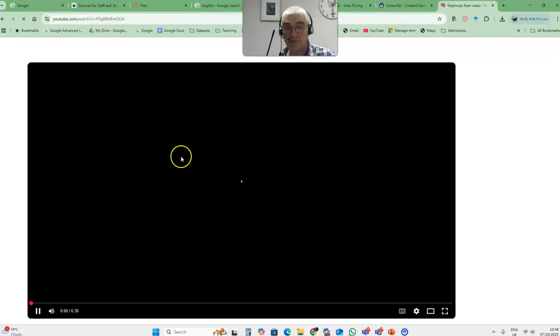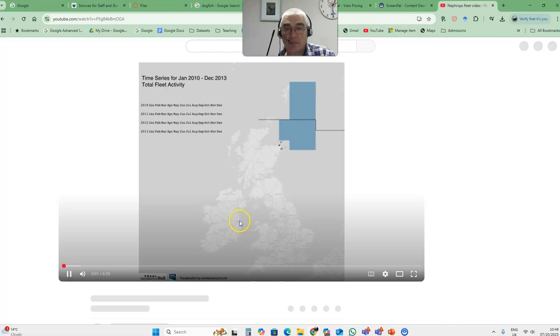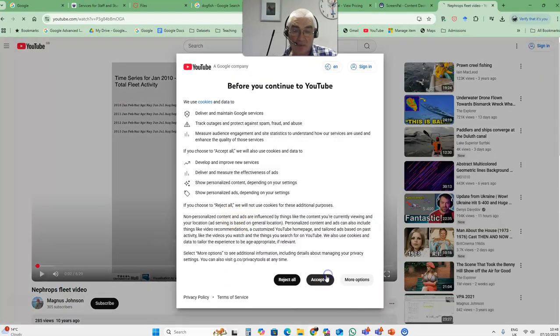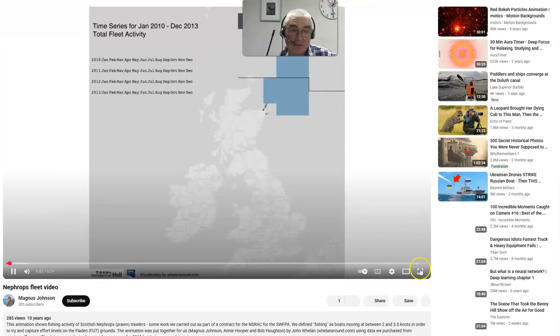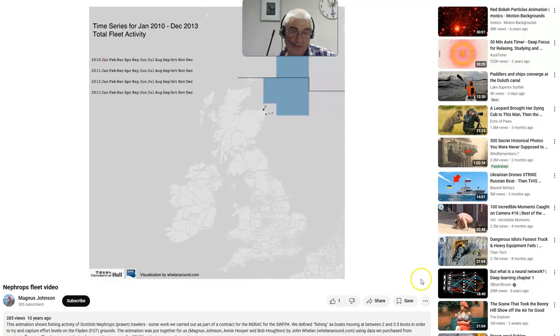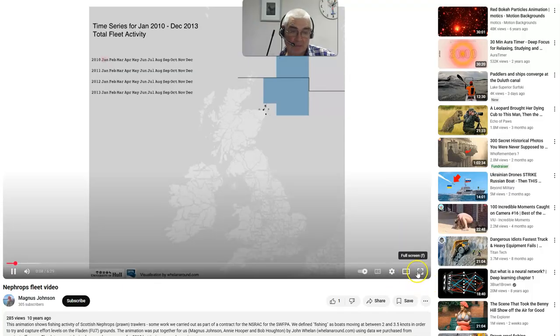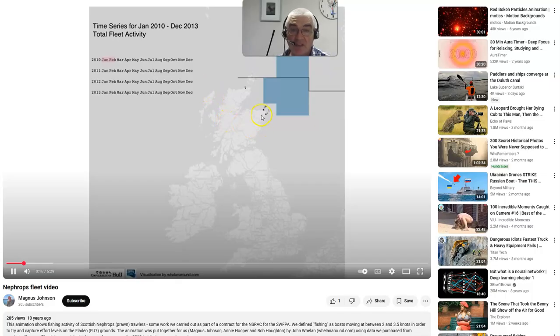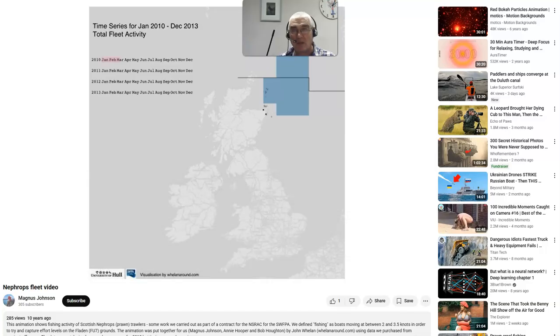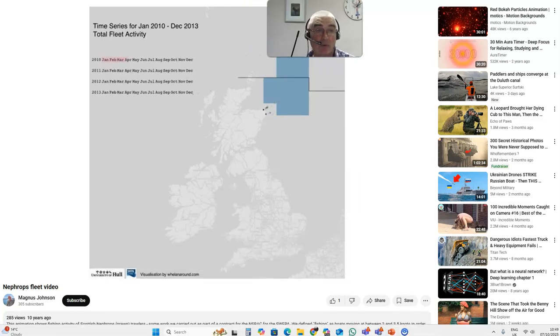So this is a really exciting movie that we had made when I had a project about nephrops. You can see over time, each of these is a boat that's fishing. We defined a boat fishing as anything going faster than 4 knots. And you can see how the distribution of boats that are fishing changes over time.